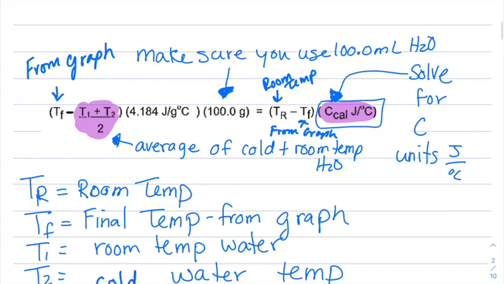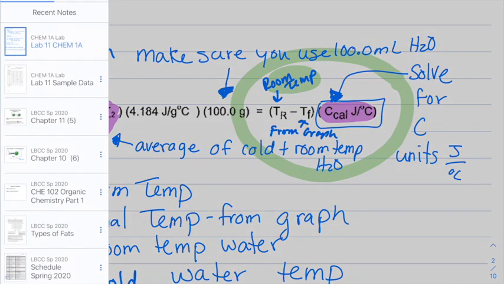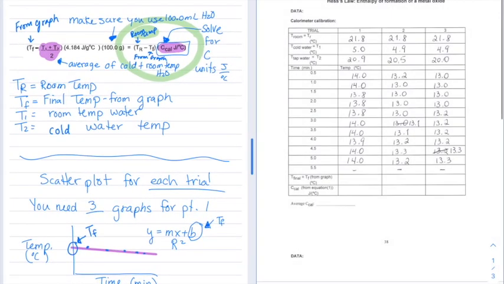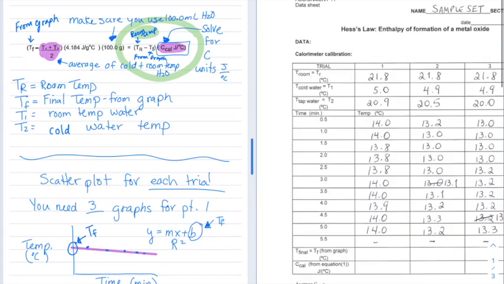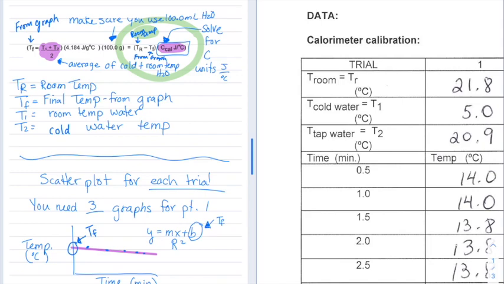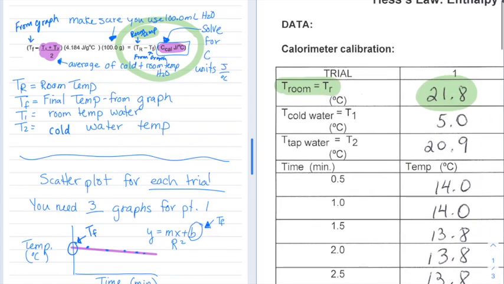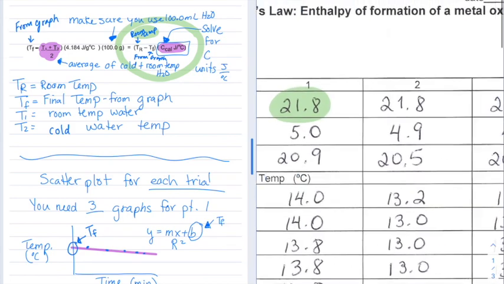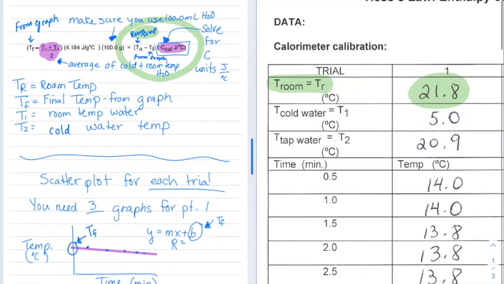Any questions about anything we talked about from the left-hand side? Now on the right-hand side, we talked about the room temperature, which came from right here and goes over here. Keep in mind, you have trials 1, 2, and 3, and it looks like the room temperature is the same going across, but not all the values will be. So always be aware of which trial you're on. You are going to perform this 3 times, once for each trial.